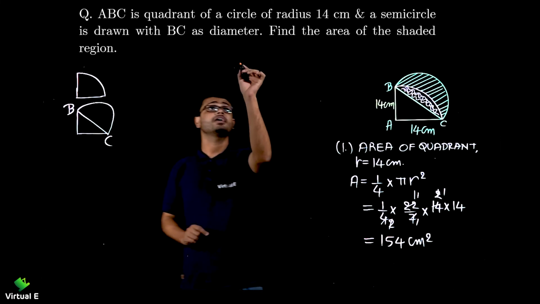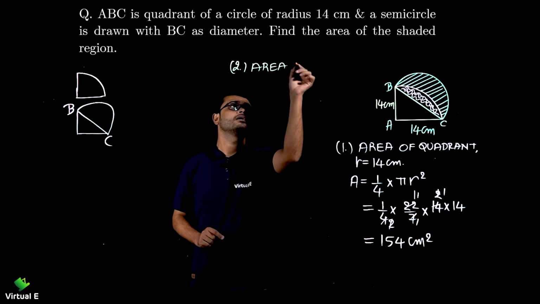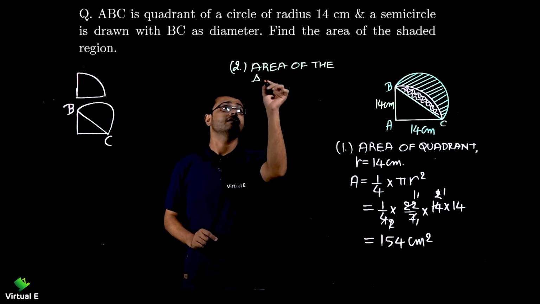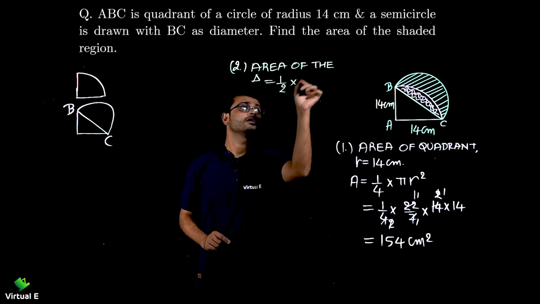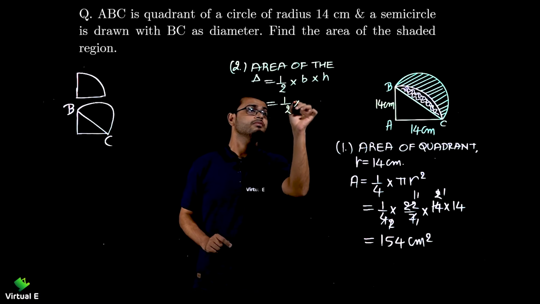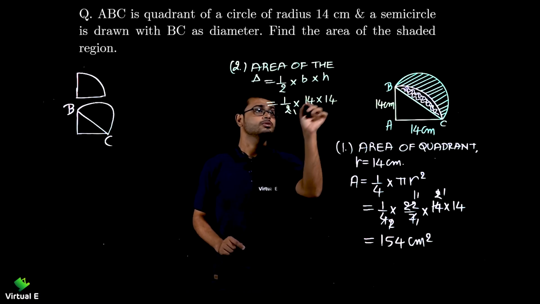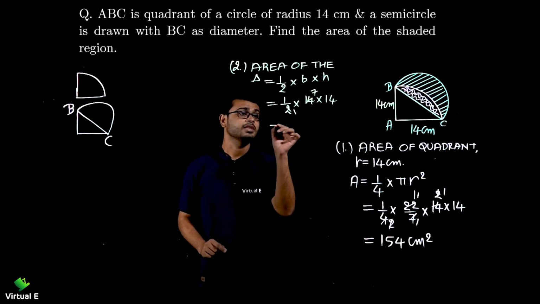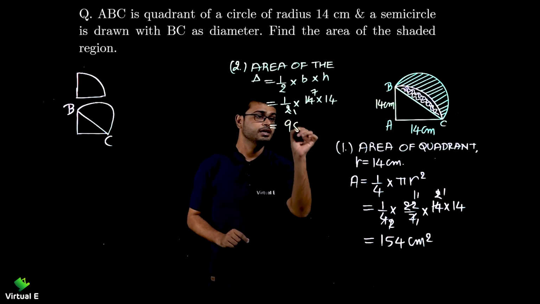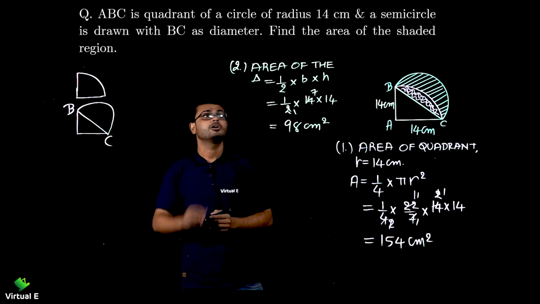So second step, area of the triangle is equal to half into base into height. So half into base is what? 14. Height is what? 14. 2 ones are 7s are... Now 7 into 14, you will get 98 centimeter square. So that's the area of the triangle.